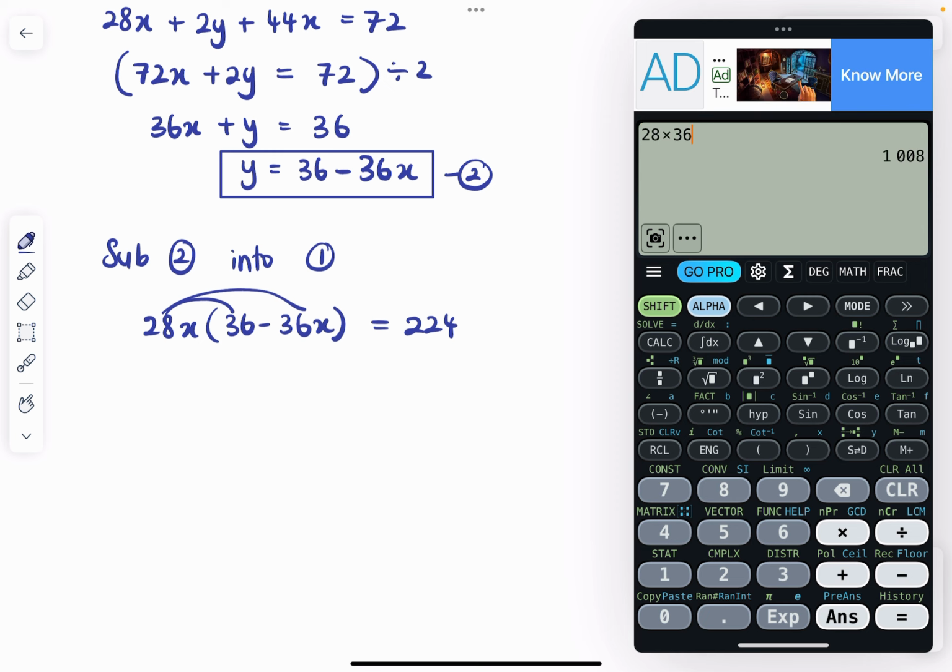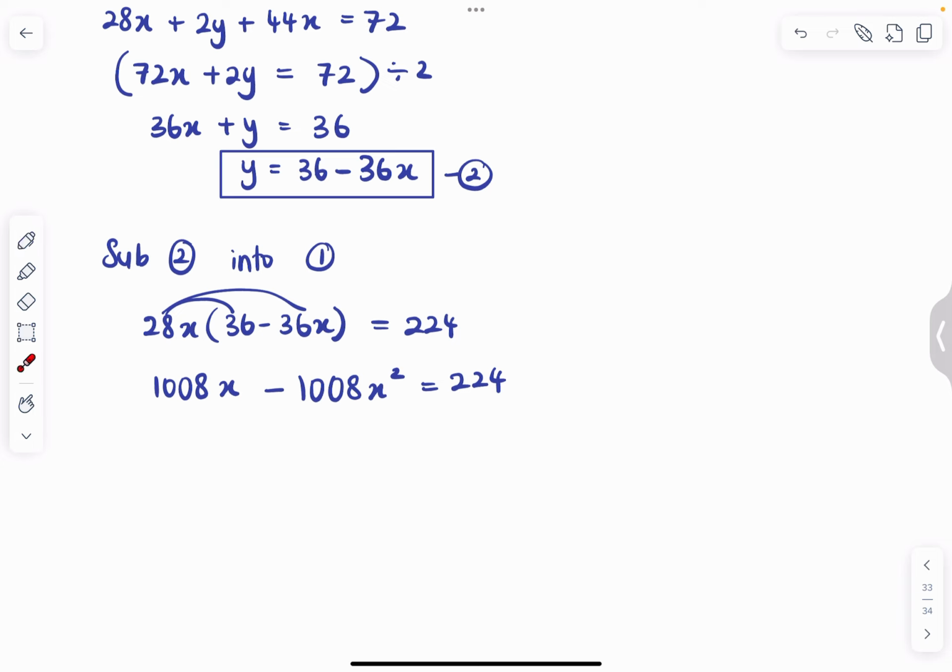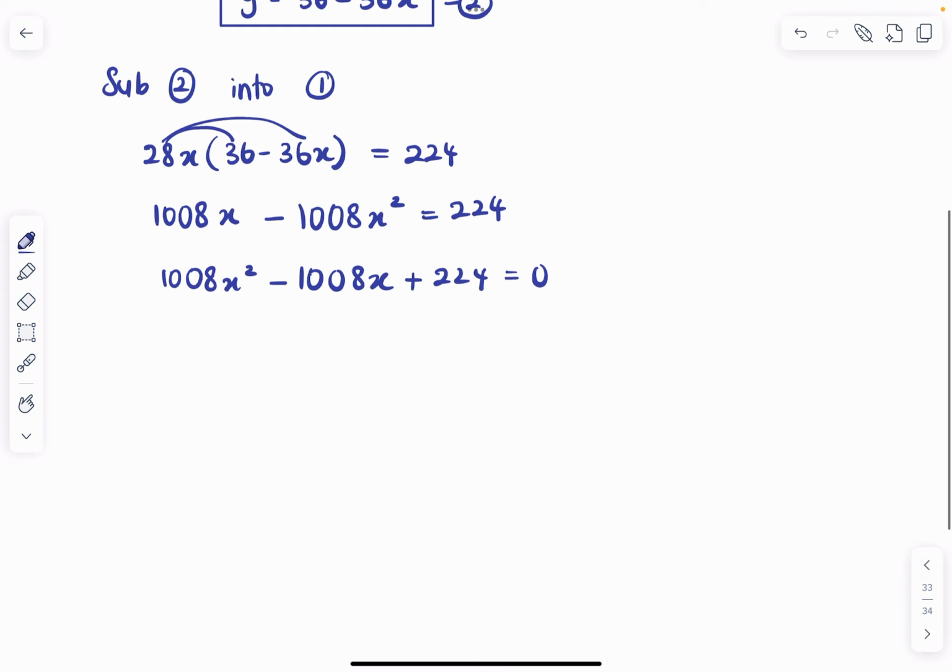We expand this. 28 times 36 is 1008x. So 1008x square equals 224. Then we rearrange this. This is a quadratic form, x square, x and a number. So we bring these to this side. So we'll get 1008x square minus 1008x plus 224 equals 0.